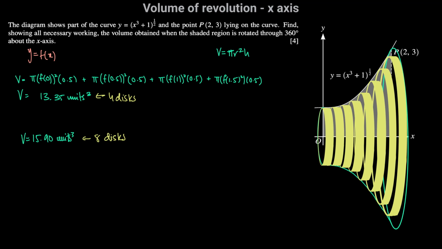Now, if we had n discs over here, the expression that we can use to find the total volume of the n discs is the following. So in the first example, n was equal to 4. In the second example, n is equal to 8. So as we increase n, we get a better estimate.